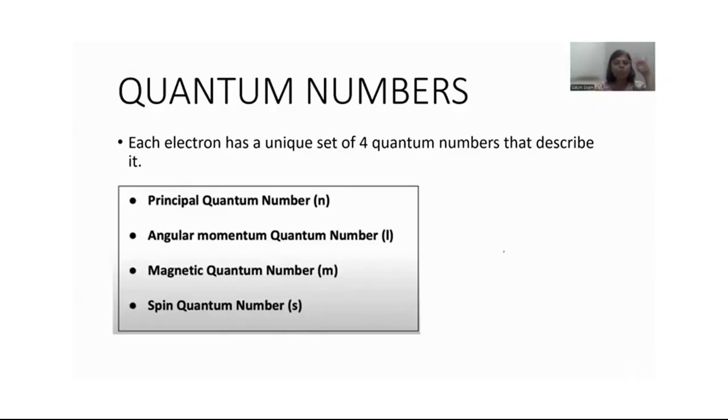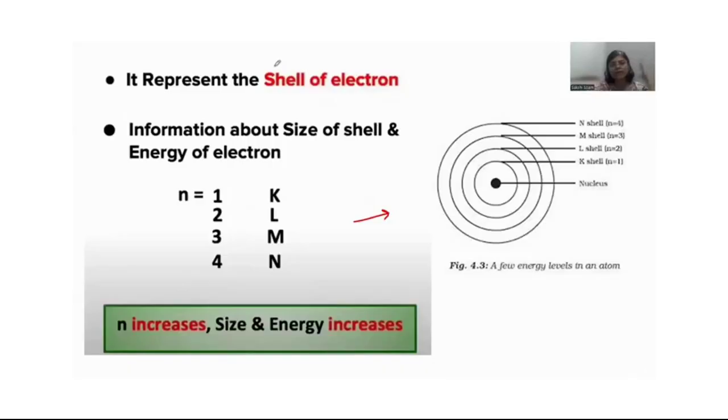So, there are four quantum numbers. This is a very easy and interesting topic. First one is the principal quantum number. We are going to study it in detail. Next is the angular quantum number, which is represented by small l, and the magnetic quantum number, which is represented by m. We have the spin quantum number represented by small s. Okay, let us start. First, the principal quantum number.